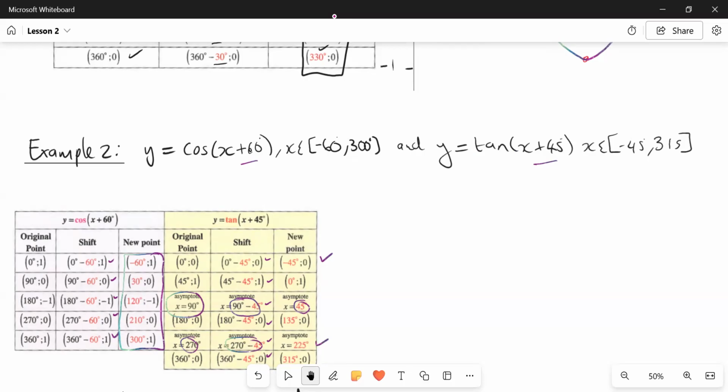And then we start drawing our graph. How do we draw the graph now? So it's not a problem as well. We can simply draw the graph. Let's start with the cos graph.